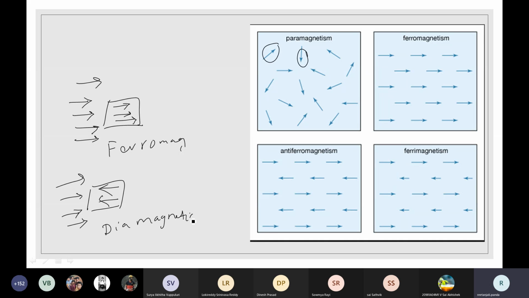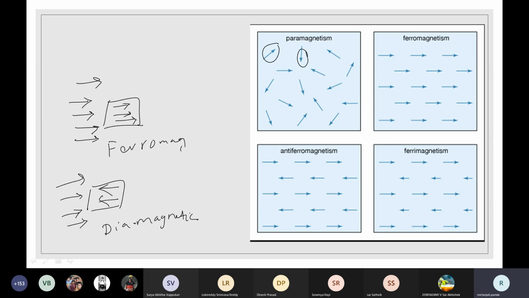So when I am saying this now, at that time, this magnetic field cannot pass through this material in case of a diamagnetic material. But in case of your paramagnetic, ferromagnetic, antiferromagnetic, and ferrimagnetic material, the magnetization will pass through the material. That's why this difference is created.